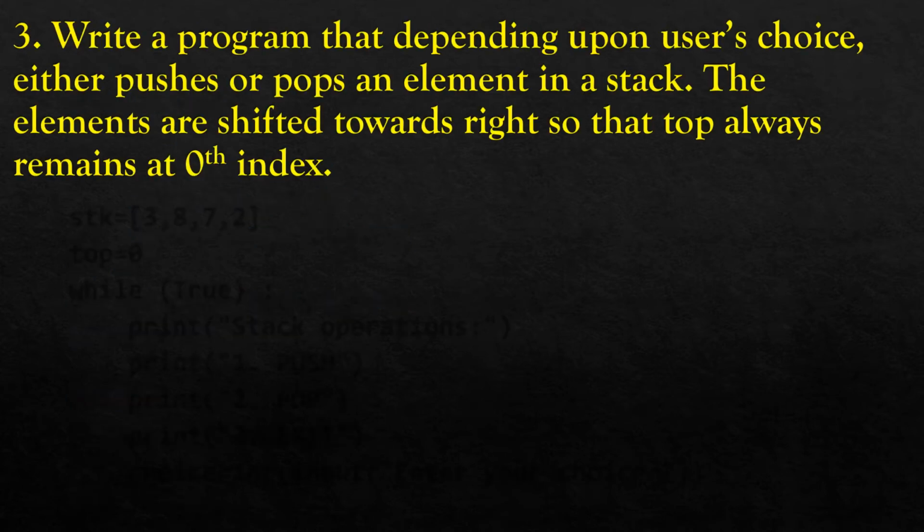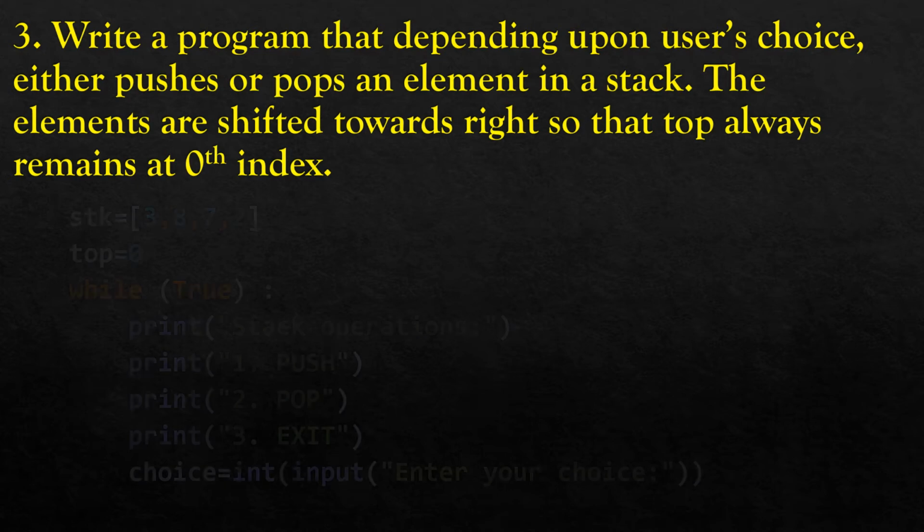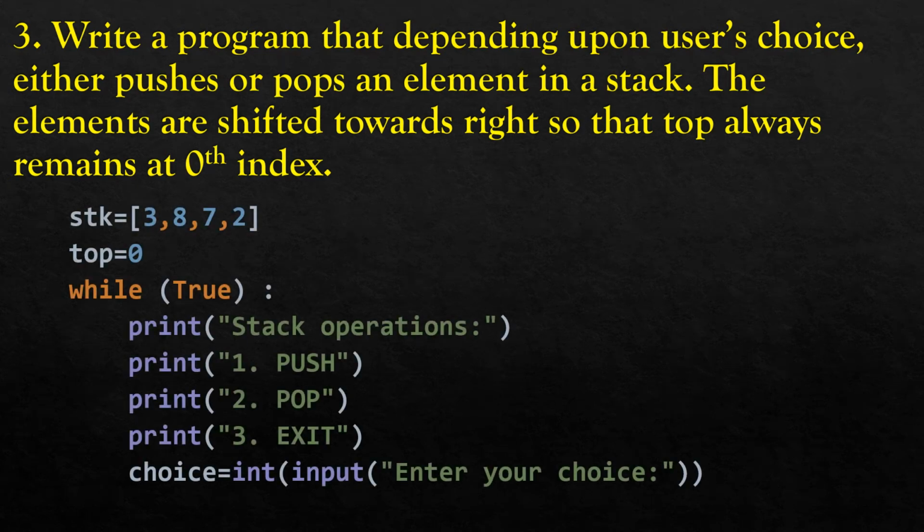The next program is, depending upon the user's choice, we have to either push or pop an element in a stack. But here the condition is that the elements are shifted towards the right so that top always remains at the 0th index. Now let's do this program. Let's say I've created a stack with the name STK and initialized it with a few elements. Top position is always at 0 as per the question.